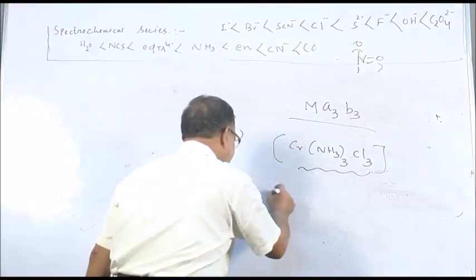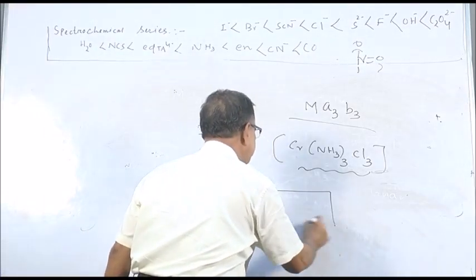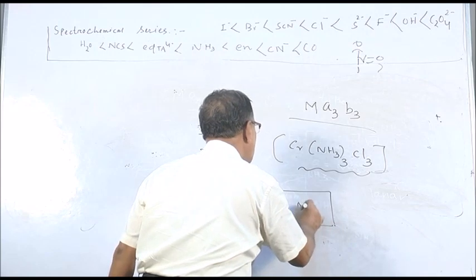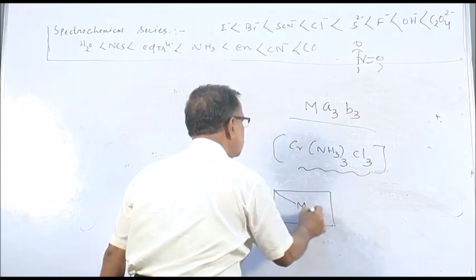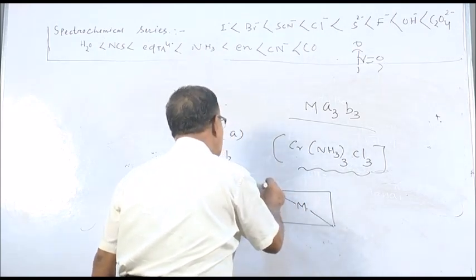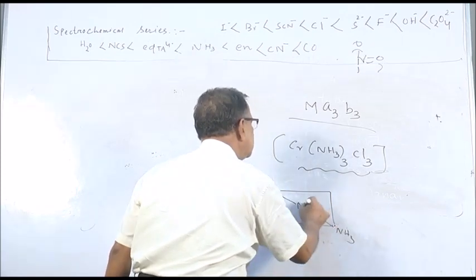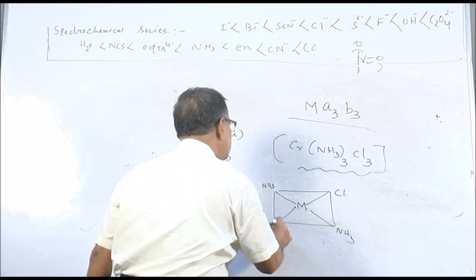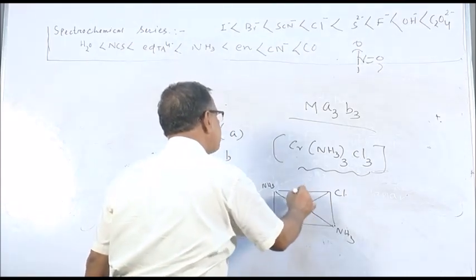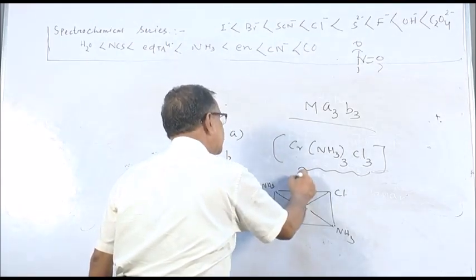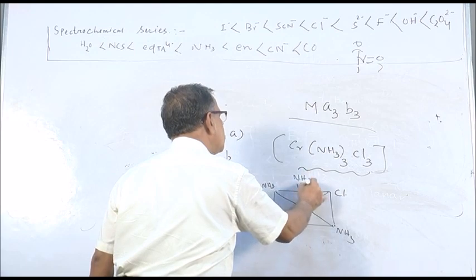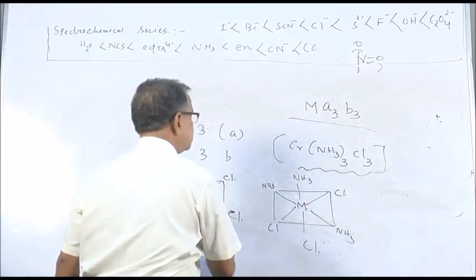Another form we get like this. NH3, NH3, Cl, Cl, one NH3, Cl. There are two forms.